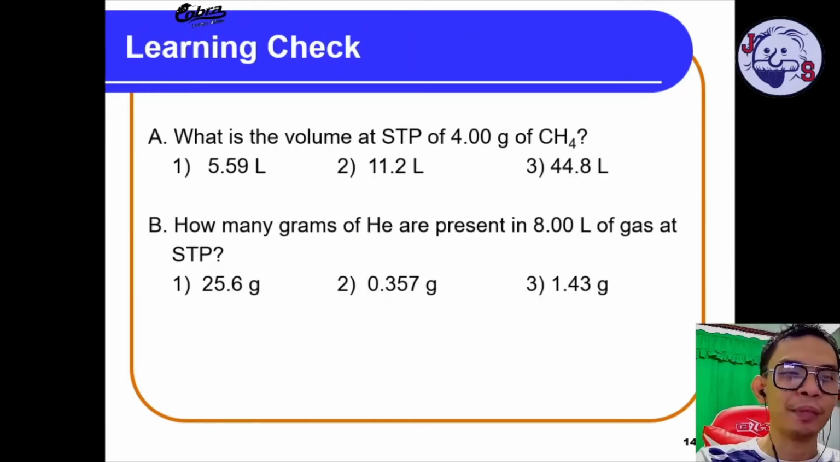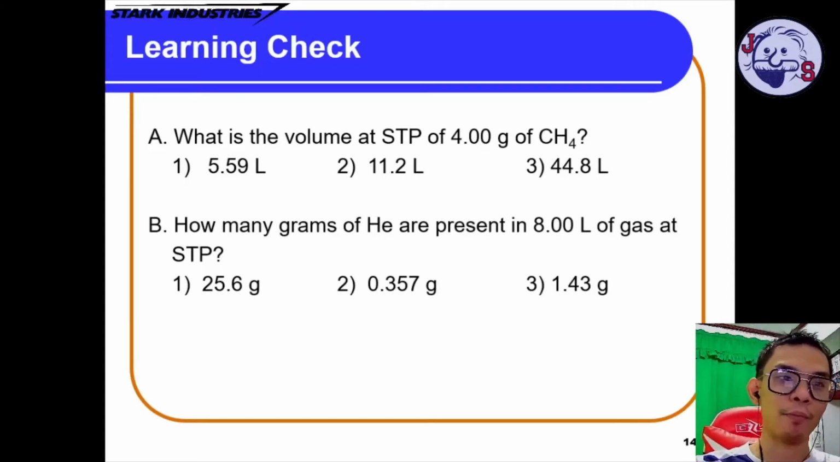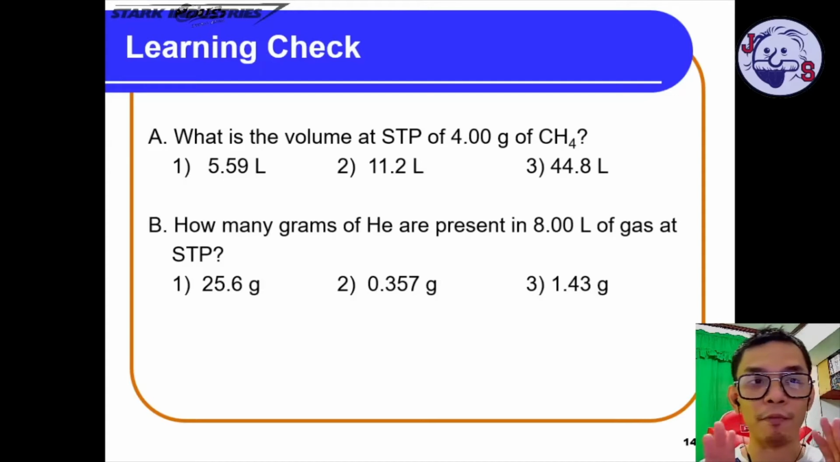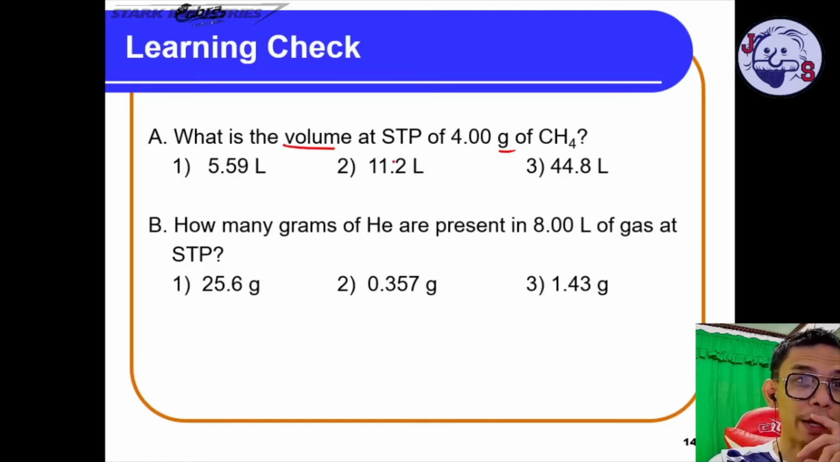Okay, so let's try using that method in the sample problems we have here. The first problem is: what is the volume at STP of 4 grams of methane? The second one is: how many grams of helium are present in 8 liters of gas at STP? Now, this problem is a bit tricky because instead of converting to moles, you are asked to convert mass into liters. You are converting mass into volume. The other one is converting volume into mass.